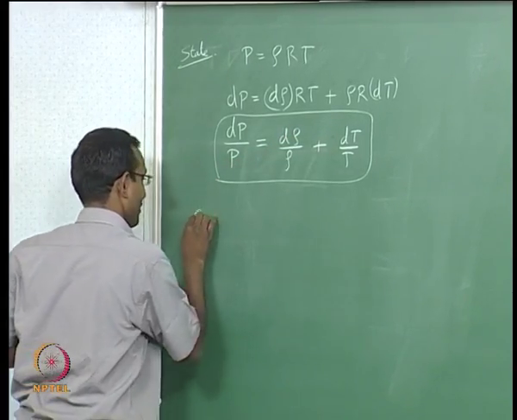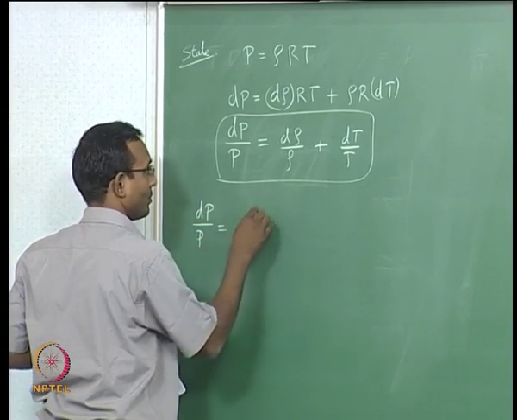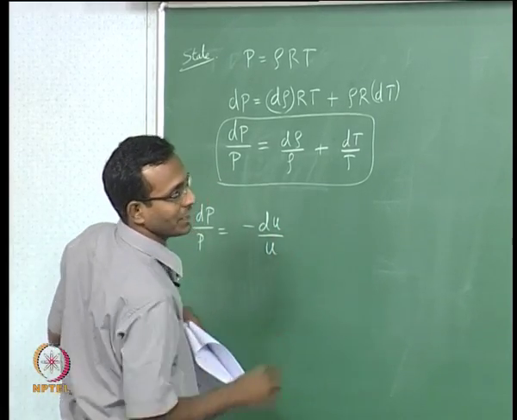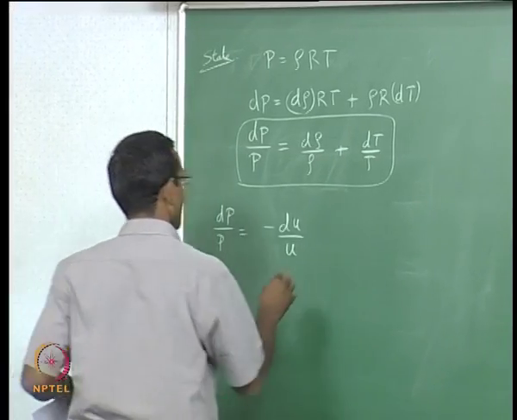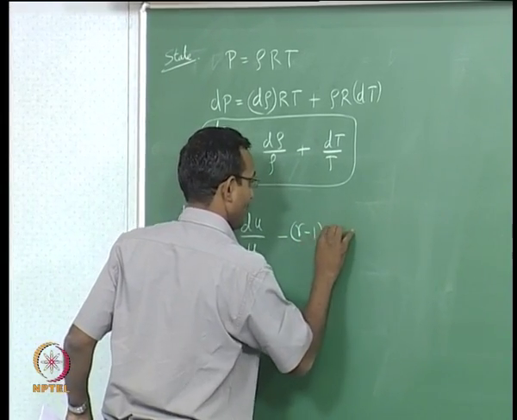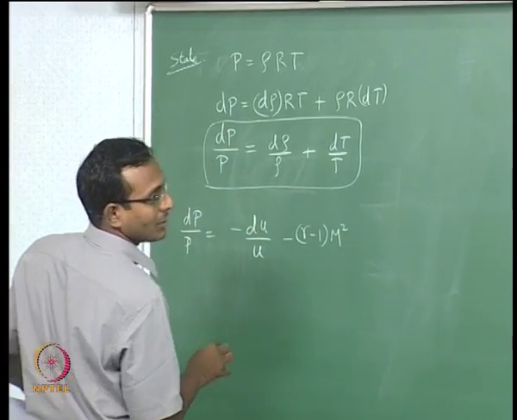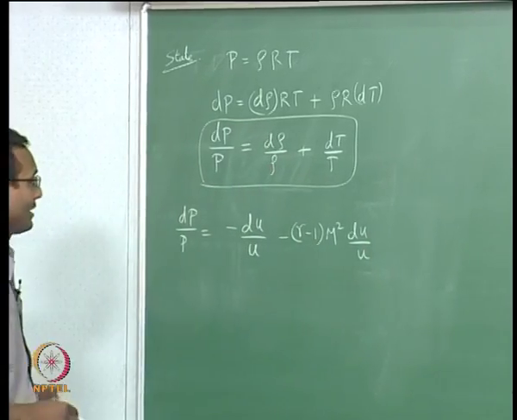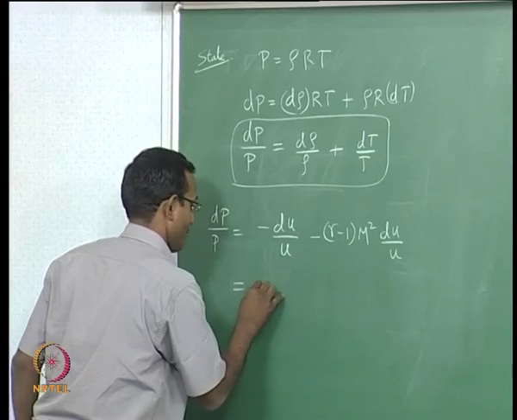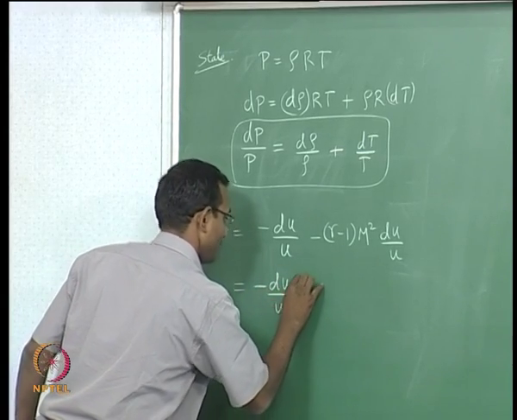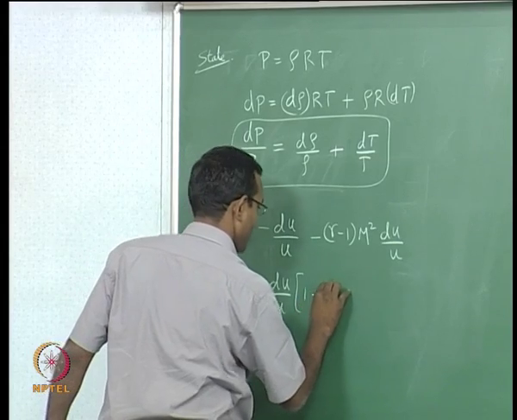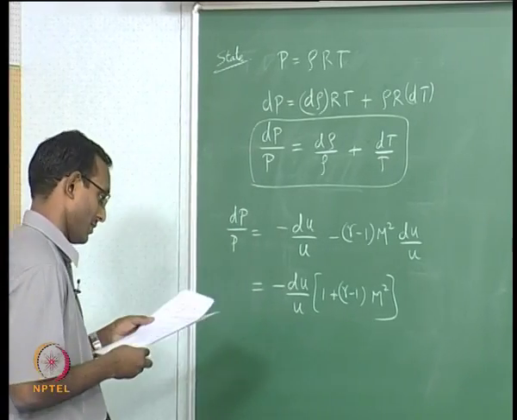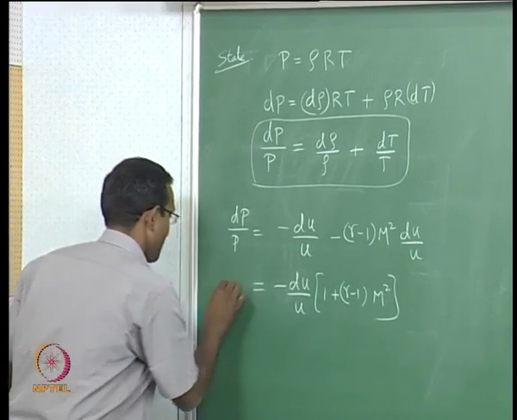So, I will finally end up with dP by P equal to minus du by u, and then I will use dT by T from there, that will be minus gamma minus 1 M square du by u. This is the expression I finally get. So, I will pull out minus du by u common, I will have 1 plus gamma minus 1 M square. That is the expression I have. This is dP by P.